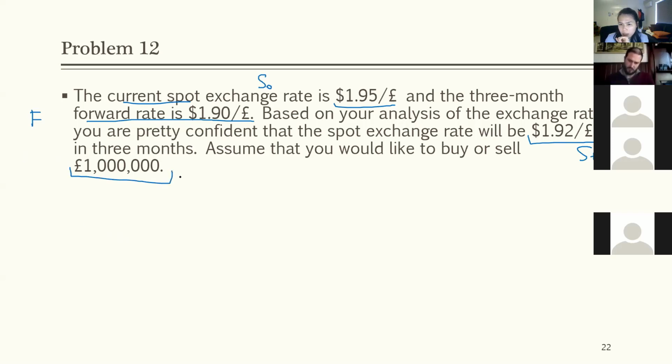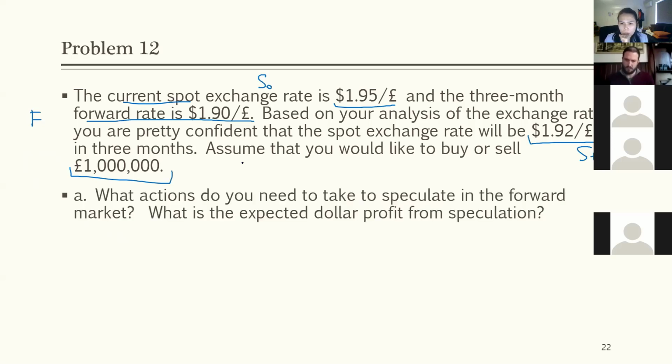Assume that we can trade 1 million pounds. Question 8, what actions do we need to take to speculate in the forward market, and what is the expected dollar profit? Okay. So to answer this question, you need to compare ST and F. Right. So F here is the market's expectation of the future, and this number here is your own expectation. Okay.